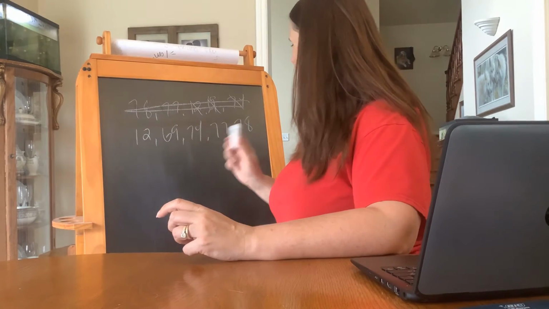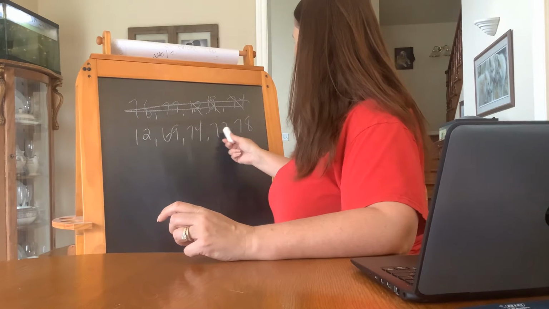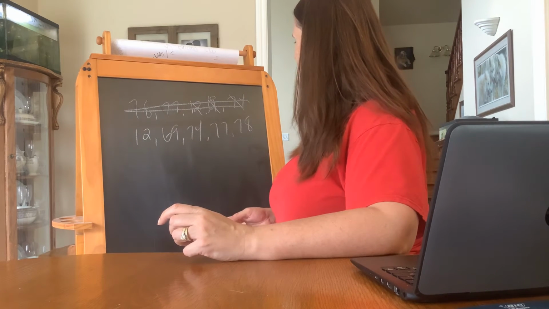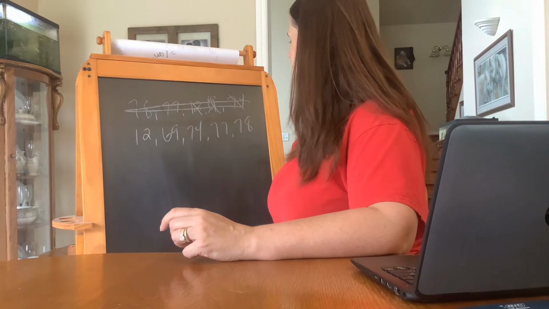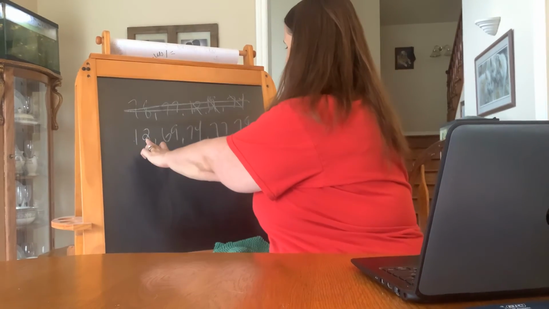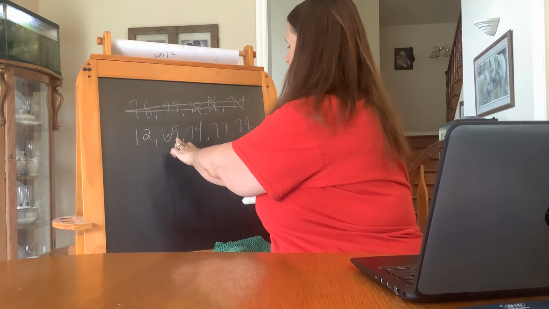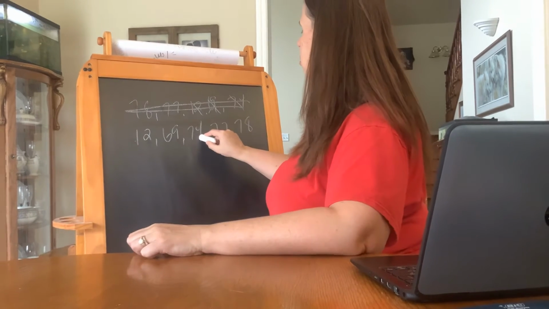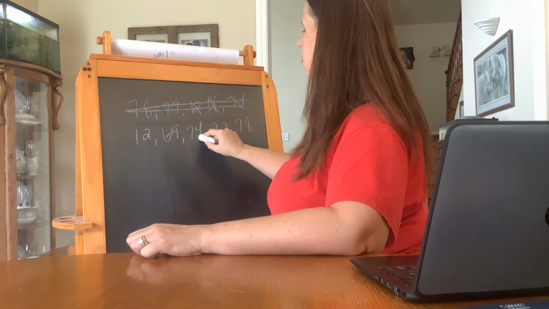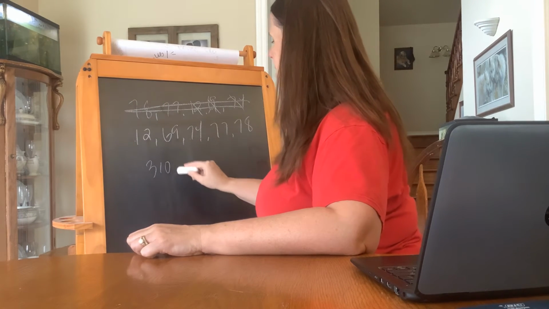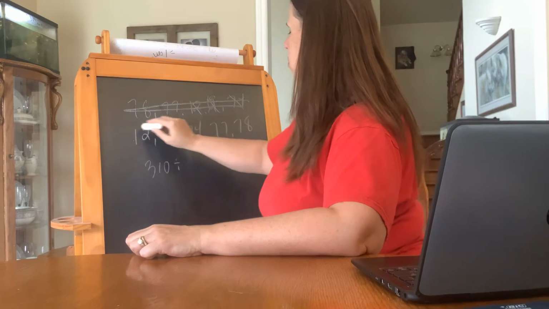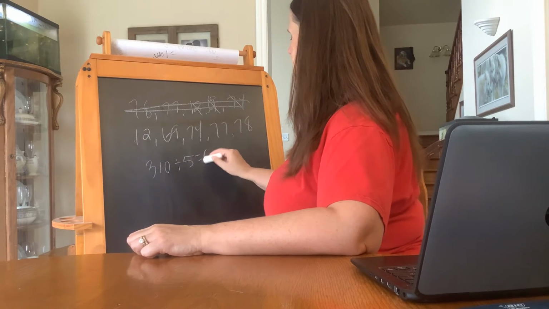All right, so to add it up, I've got 77 and 77, that's 154, plus 69 is 223... 12 more is 235, 74 is 310. So 310 divided by 1, 2, 3, 4, 5 is 62.